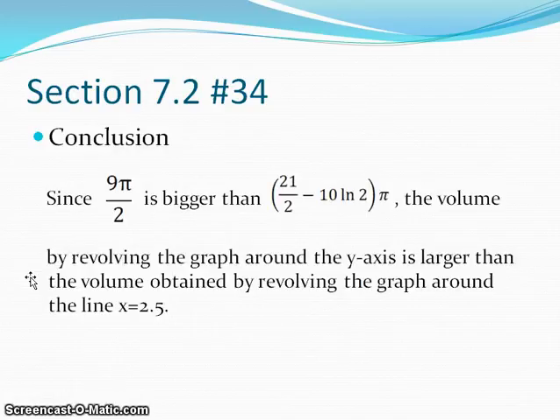Conclusion. Since 9 pi over 2 is bigger than (21 over 2 minus 10 ln 2) pi, the volume obtained by revolving the graph around the y-axis is larger than the volume obtained by revolving the graph around the line x equals 2.5.